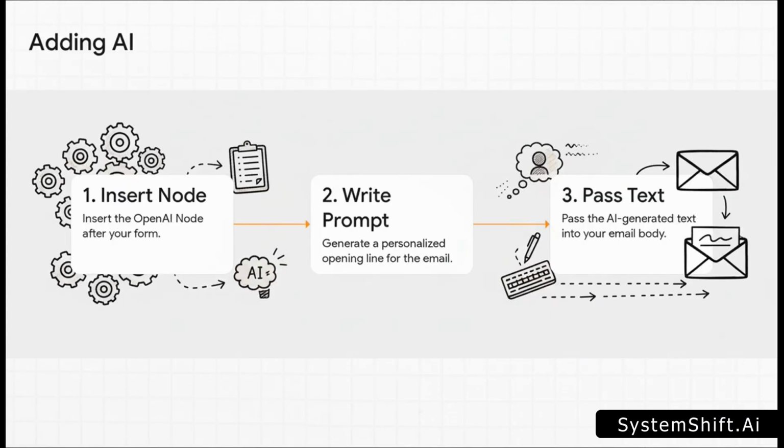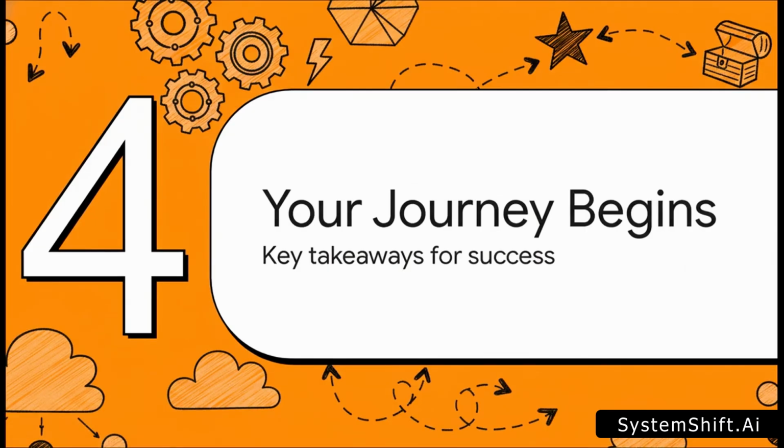And believe it or not, it only takes 3 little steps. First, you pop an OpenAI node right into your workflow. Second, you just write a simple prompt telling the AI what you want it to do, like write a catchy opening line for this person. And third, you just tell your email to use that new text the AI created. That's it. It's really that simple. And just like that, you've built your first intelligent automation. Pretty awesome, right?